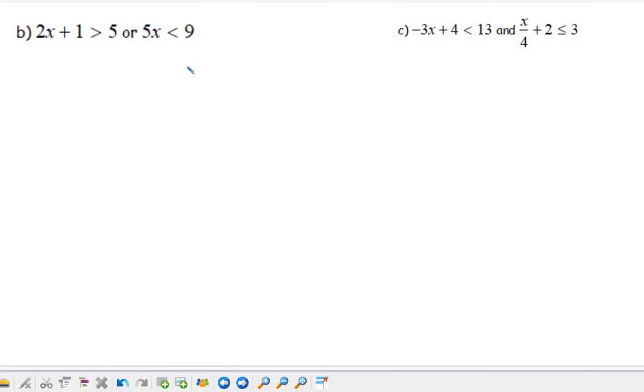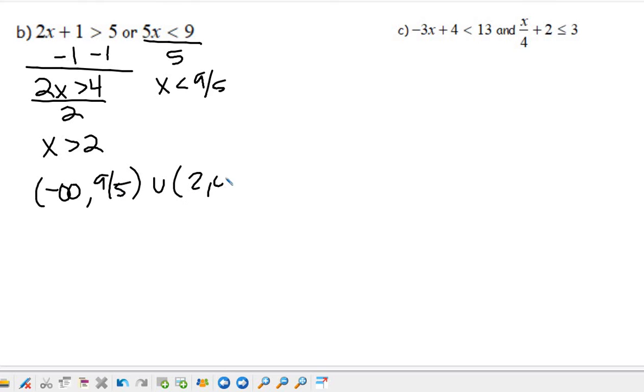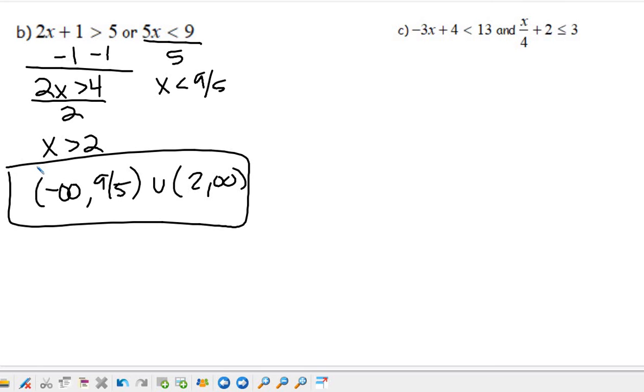Okay, so then an OR statement says we solve this one, and we have those infinities at the end. So minus 1, 2x is greater than 4, divide by 2, so x is greater than 2. Divide by 5, and x is less than 9 over 5. So these go in opposite directions, so we have negative infinity up to 9/5, not included, union to positive infinity. And you can sketch out your number line if you need to make sure that you're doing this right.